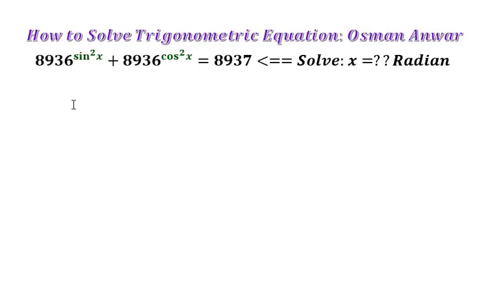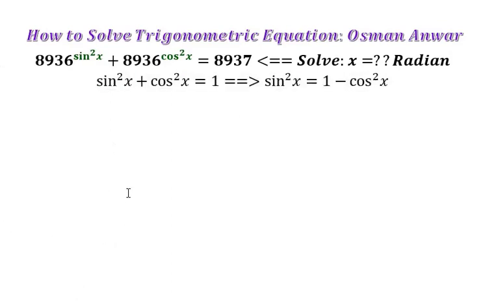We'll solve this trigonometric equation, and I will include the solution to the previous video, and we will compare this solution to the previous solution. So the trigonometric equation here is 8936 to the power of sine squared x plus 8936 to the power of cosine squared x equals 8937. And we will solve for x in radians.